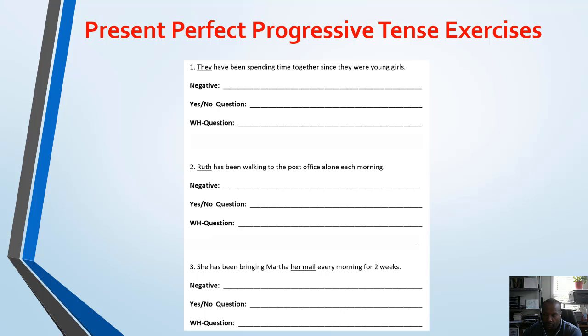Alright, number 3, she has been bringing Martha her mail every morning for 2 weeks. The negative would be, she has not been bringing Martha her mail every morning for 2 weeks. The yes/no question that I wrote was, has she been bringing Martha her mail every morning for 2 weeks? And then the WH question that I chose was, who has been bringing Martha her mail every morning for 2 weeks?